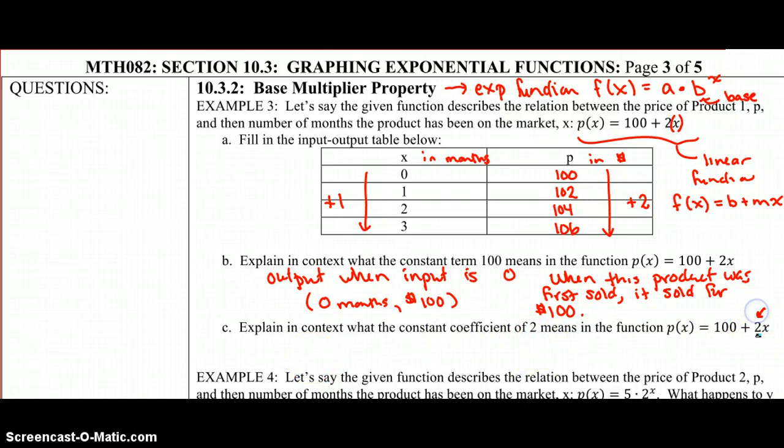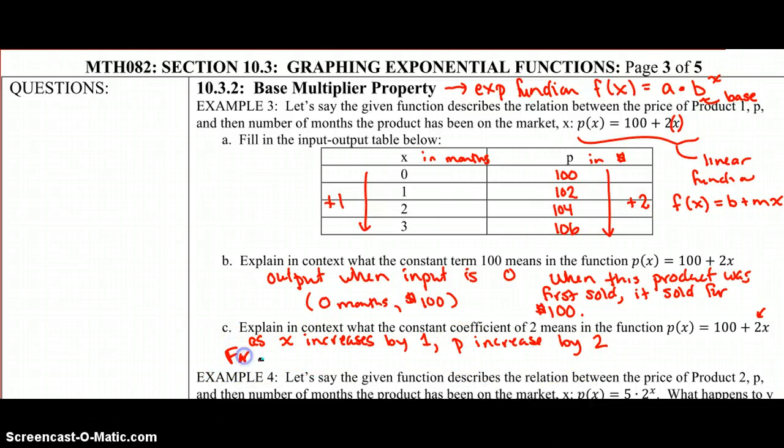But now we're asked to explain in context what that constant coefficient of 2 means. Our coefficient on x here in this function was our ratio of change in output to change in input. So this tells us that as x increases by 1, our output, which in this case is P, increases by 2. That has no context to it. So if we put it back into the context of the problem, x was the number of months the product was on the market, and P was price in dollars.